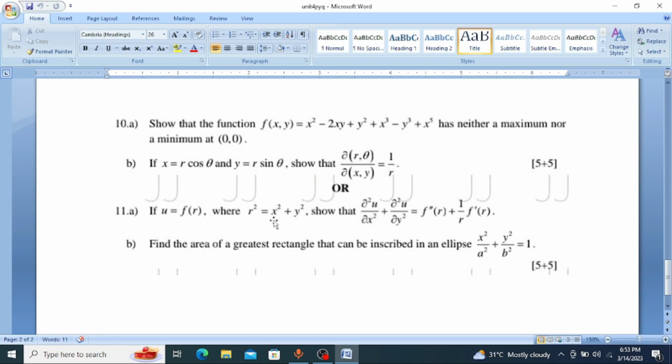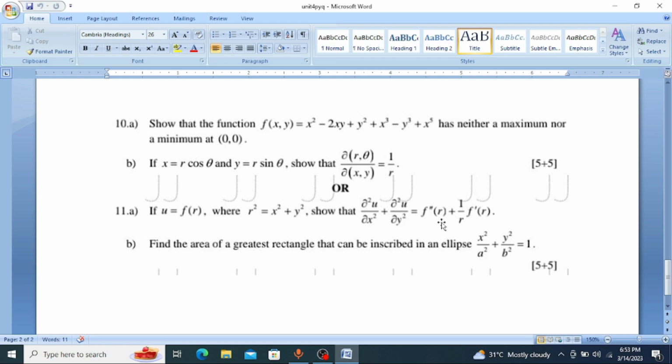And the next, if u is equal to f of r, where r² is equal to x² plus y², then show that ∂²u/∂x² plus ∂²u/∂y² is equal to f''(r) plus 1 by r f'(r). You just have to prove this. You have the function r, you have the function u, that is f of r. So r is given as r² is equal to x² plus y². So you have to differentiate the function u with respect to x and y. Then you have to prove it as f''(r) plus 1 by r into f'(r).